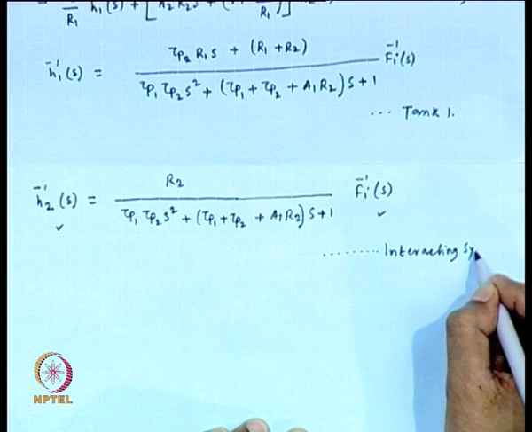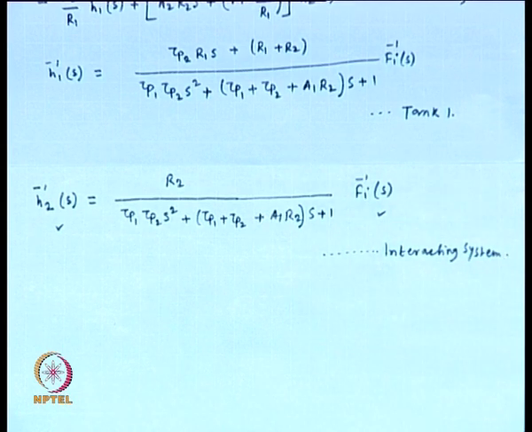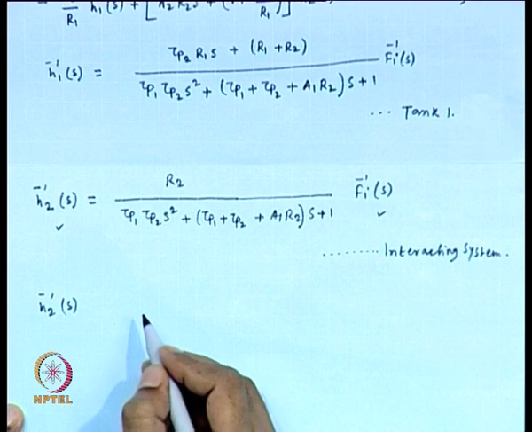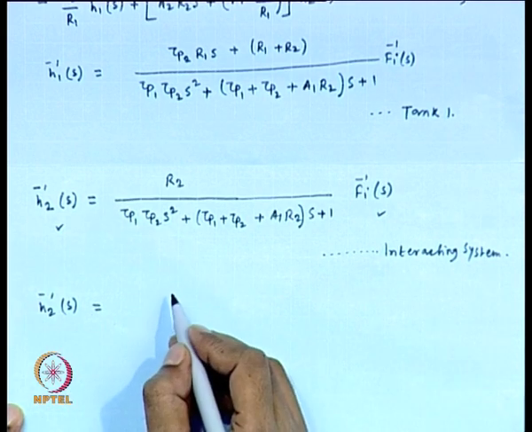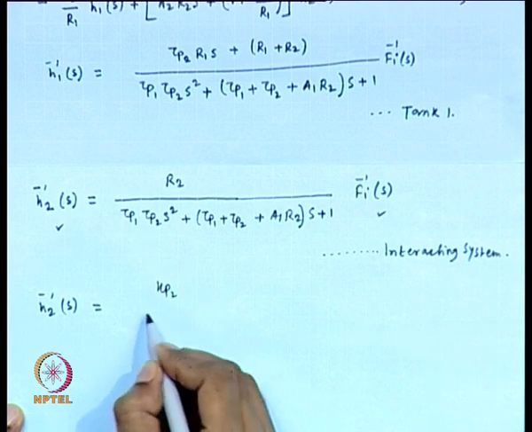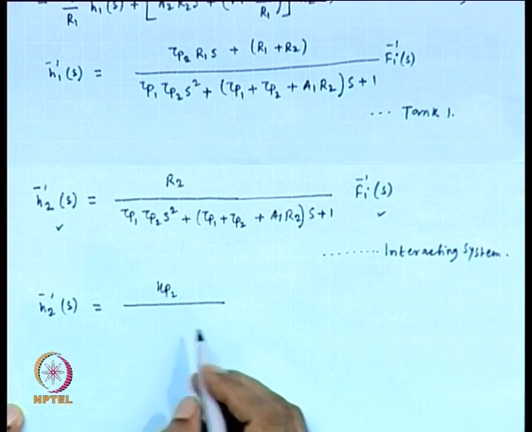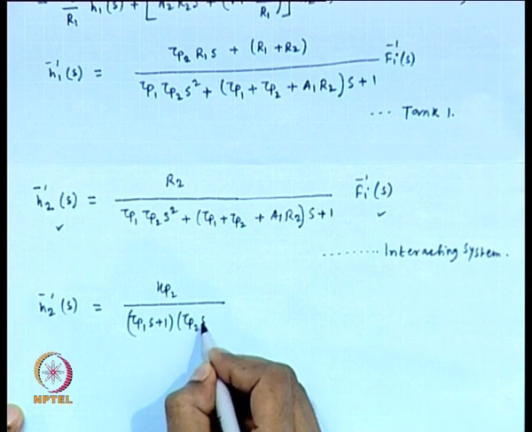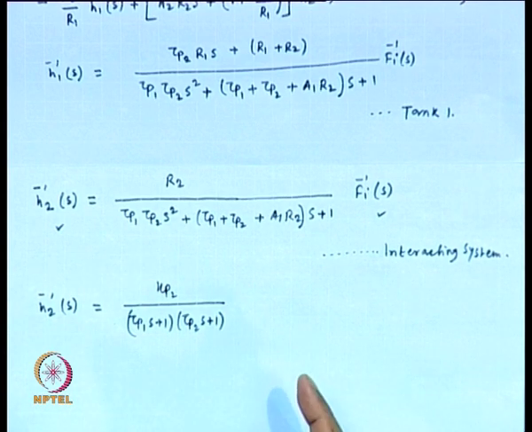Interacting system. This is the overall transfer function we obtain for the case of an interacting system. What is the overall transfer function of the non-interacting system? For the non-interacting system we obtained the overall transfer function in this form: Kp2 divided by tau p1 s plus 1 multiplied by tau p2 s plus 1, just as we obtained before this discussion.